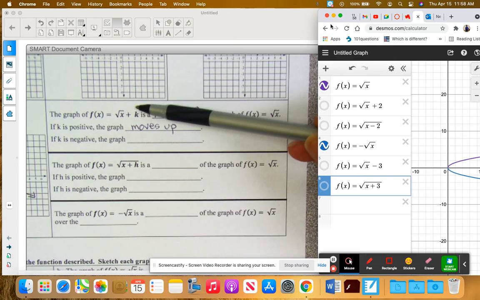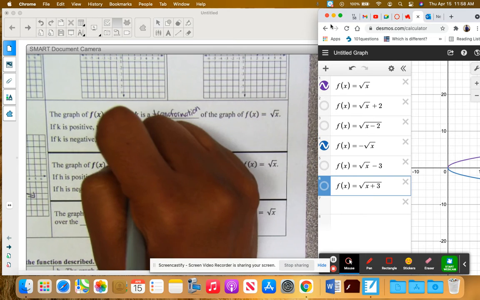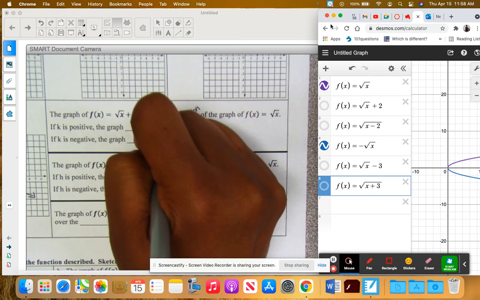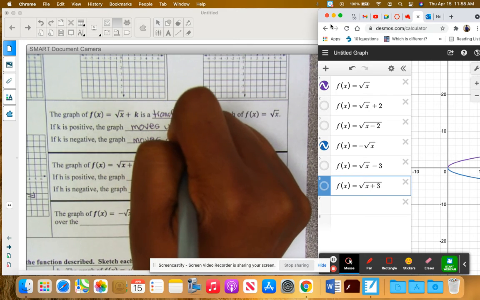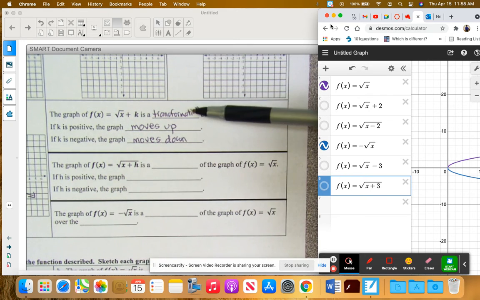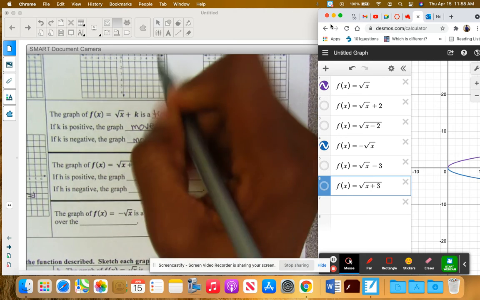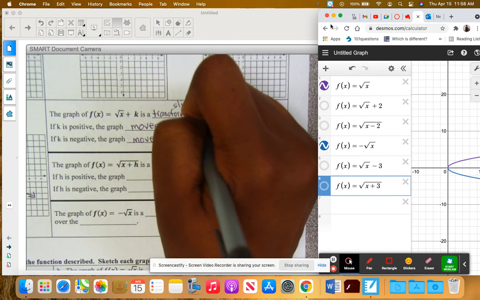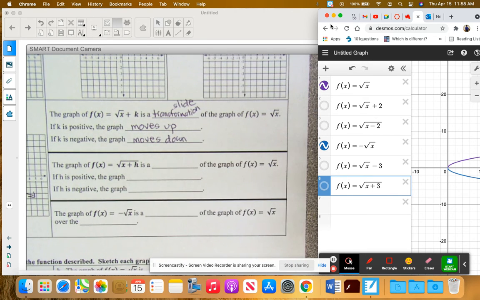If the number on the outside is negative, the graph moves down. And particularly the kind of transformation it is, it's a slide transformation. It'll either slide it up or slide it down.